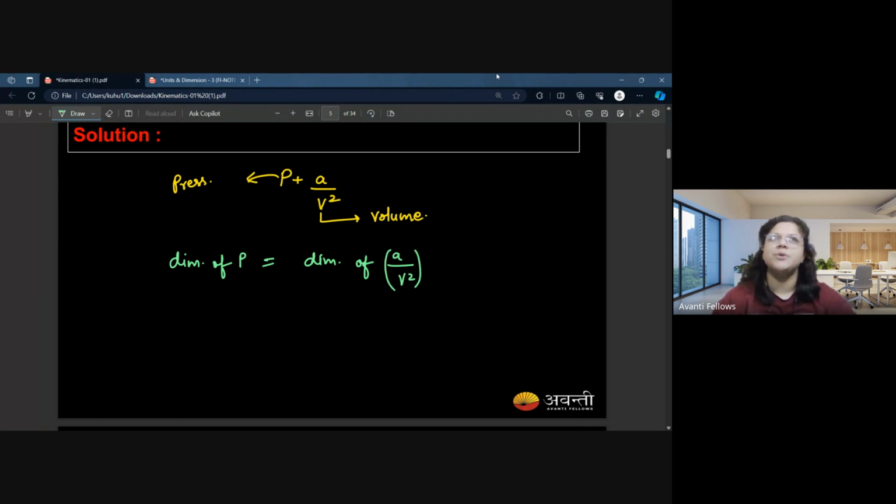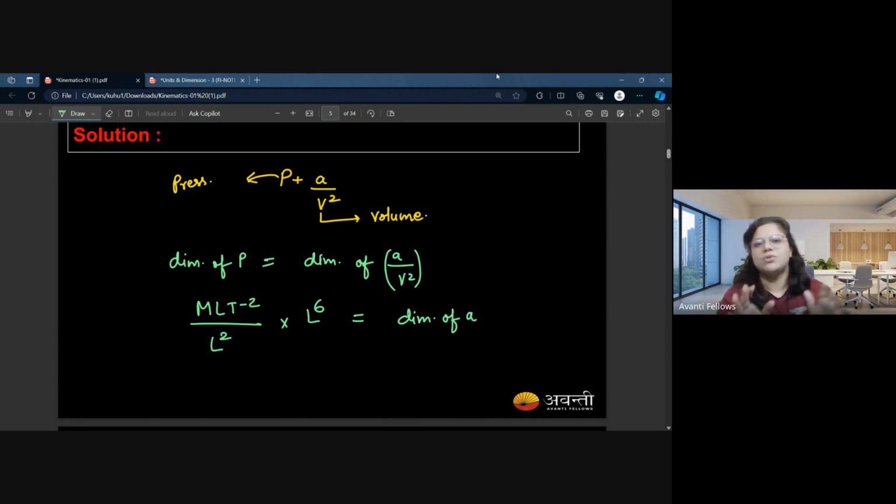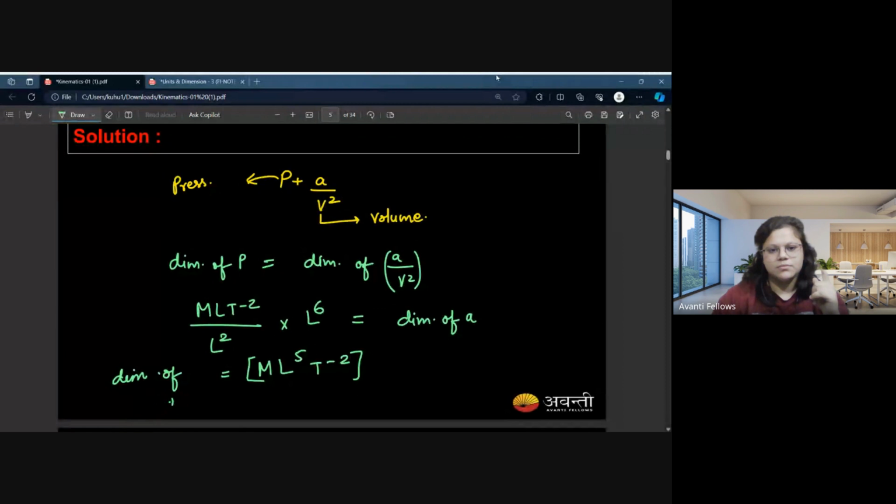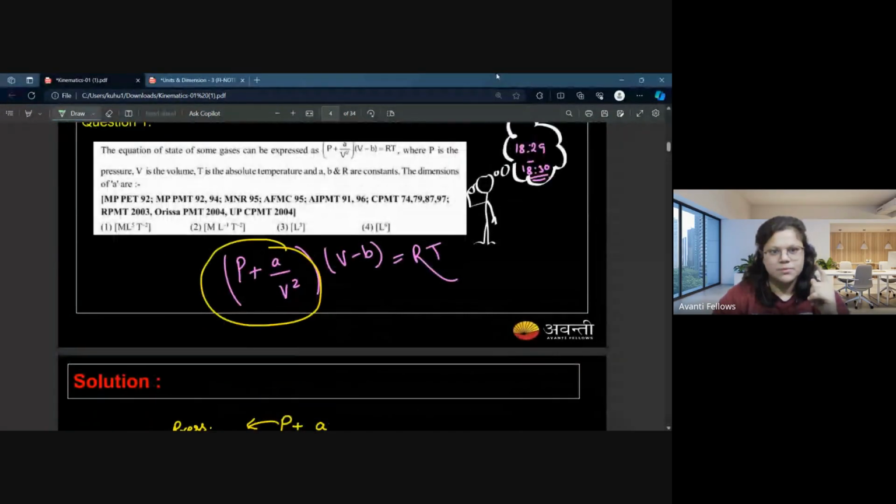The dimension of pressure you can calculate by force by area. Force is mass into acceleration, which is MLT minus 2, and area has the dimension L2. Now V square is the volume squared. Volume is L raised to the power 3, and since you have the square over here, you will get L6. This is the dimension of A. Is it okay to everyone? I just skipped 2-3 steps over here. So it would become ML5T minus 2. This is the dimension of A. Let me check if it is in the options. First option. Very nice. So it's option 1.